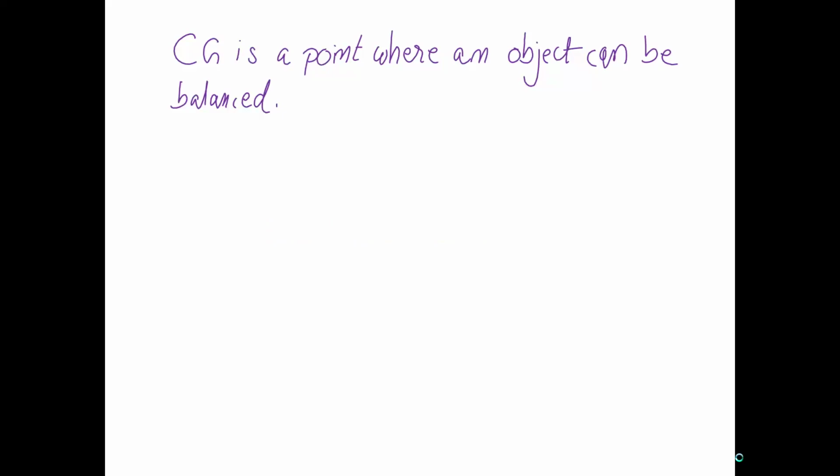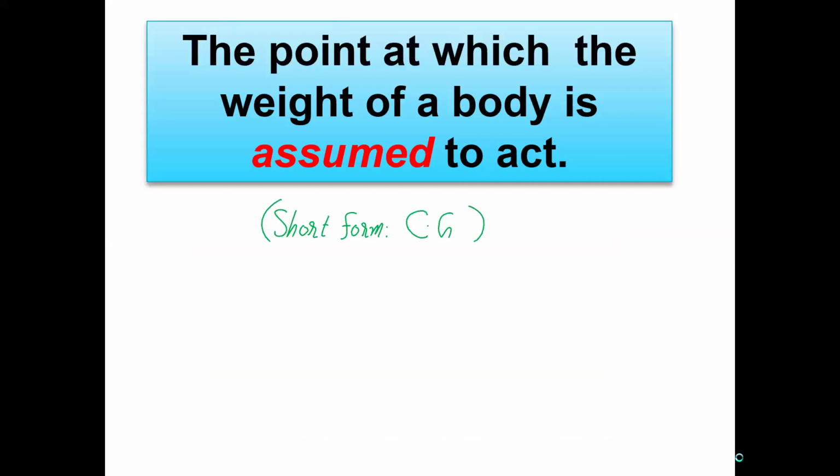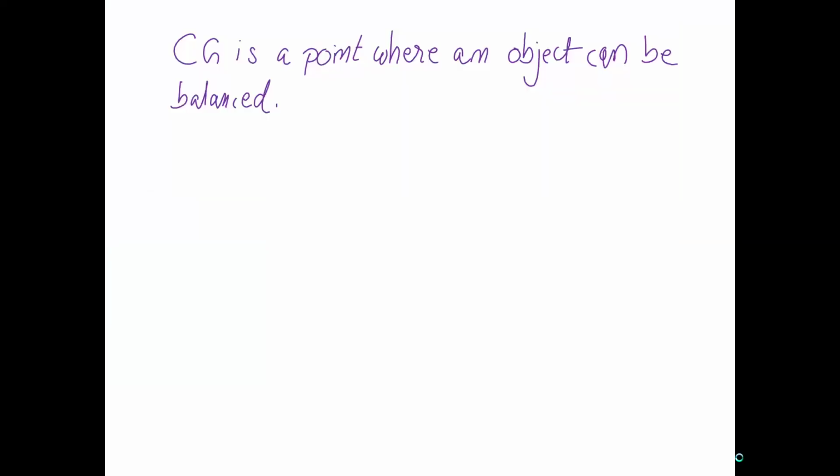CG is a point where an object can be balanced. So this is a very important concept. If you want to balance something, you can put it on the CG. So when you put something on the CG, the object will be balanced. This is the first title, center of gravity. The first concept is that CG is a point where an object can be balanced. So if you pivot it at the CG, it will be balanced. So you have to copy this first concept.